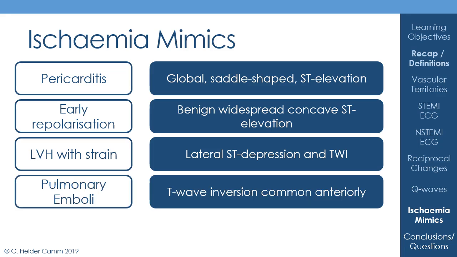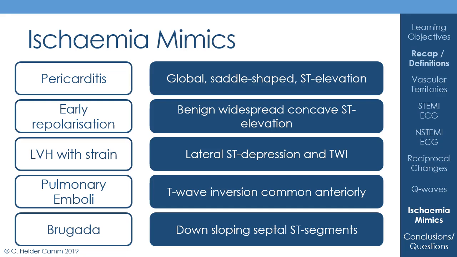Pulmonary emboli can cause quite significant T-wave inversion, particularly anteriorly in those leads V1, V2, V3, which really are looking almost at that right ventricle. And so T-wave inversion is quite common in pulmonary emboli, and that is worth thinking about, certainly, because it will also present with chest pain.